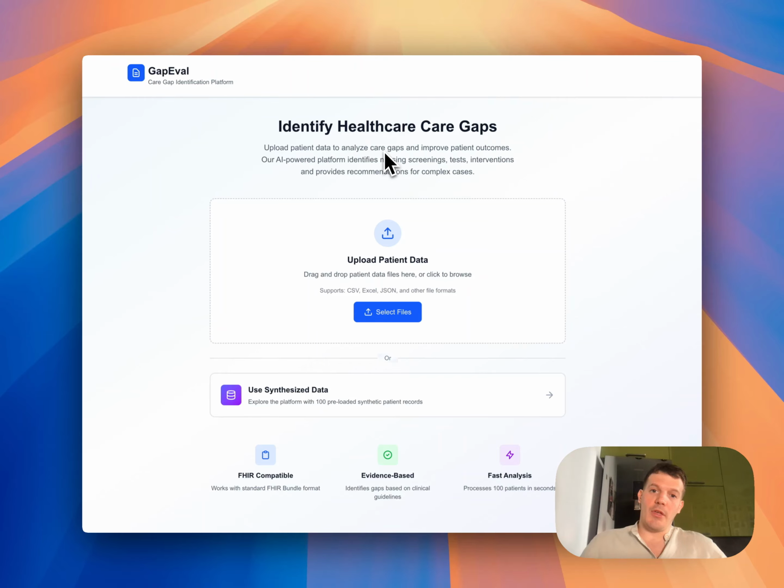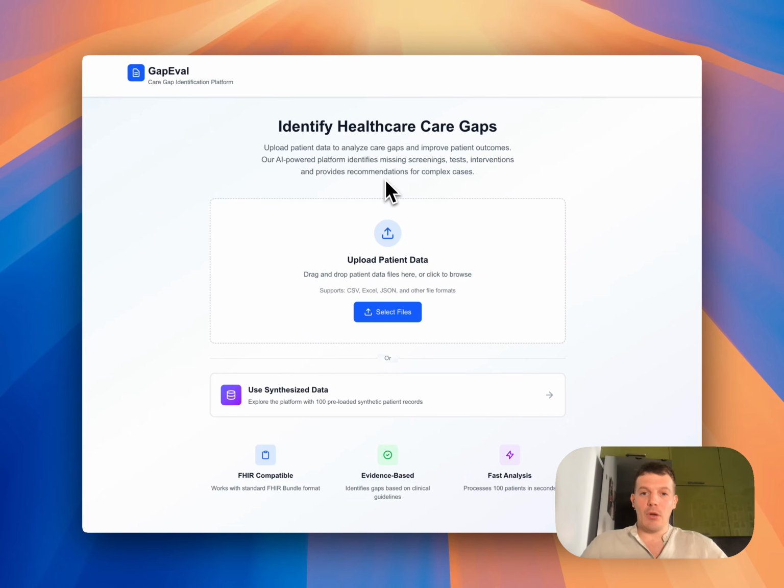GapEval does two things. First, it identifies specific care gaps across your patient population and calculates the financial impact. Second, it shows the gaps for each patient, and for complex patients with multiple conditions, it generates clinical recommendations based on established guidelines like HEDIS. Let me show how it works.